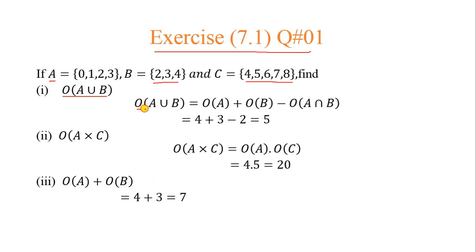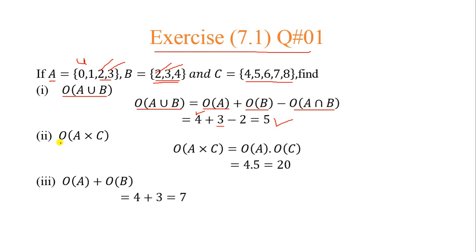So we have a rule that the number of elements in the union of A and B is equal to the number of elements in A plus the number of elements in B minus the number of elements in the intersection of A and B. So we have 4 elements in A, 0, 1, 2, 3, so this is 4 plus 3 elements in B, 2, 3, 4, minus the intersection of A and B. We have just 2 and 3 common in both, so just 2 elements. That's why minus 2, and we got 5 as the number of elements in the union of A and B.